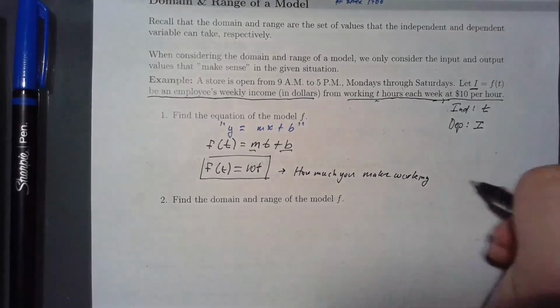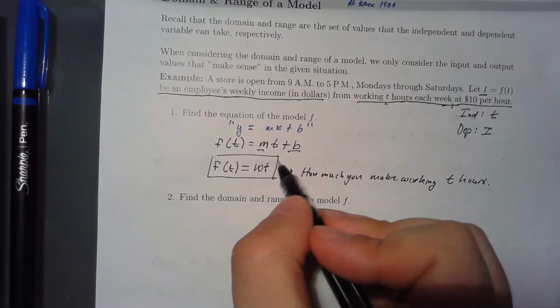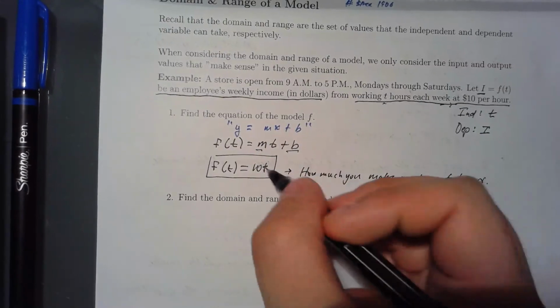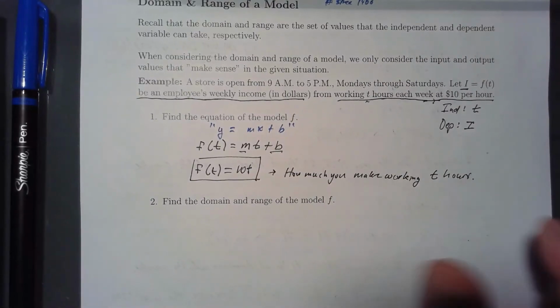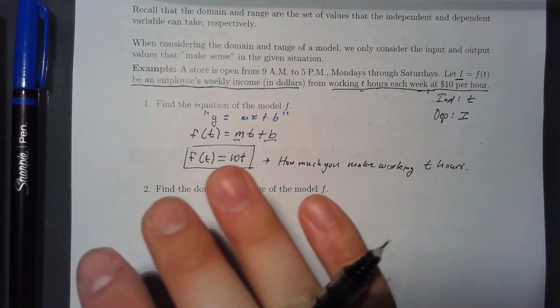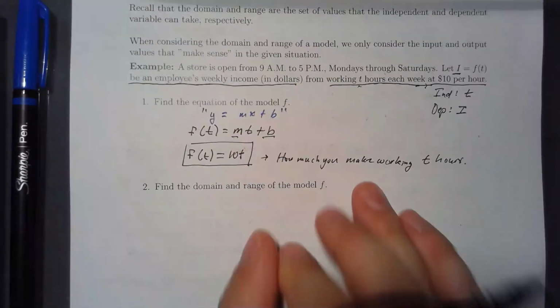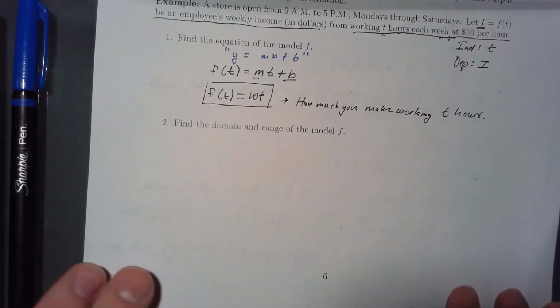working T hours, right? So if you work 30 hours, well, 30 times 10 is 300. You've made $300. Now we're not factoring in taxes or anything here, or overtime. We're just looking at straight hours times your rate. That's it. Okay, so now let's find the domain and range here.